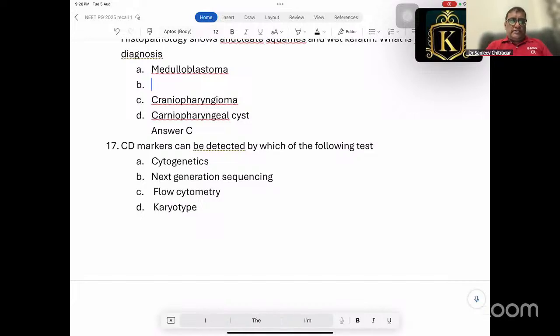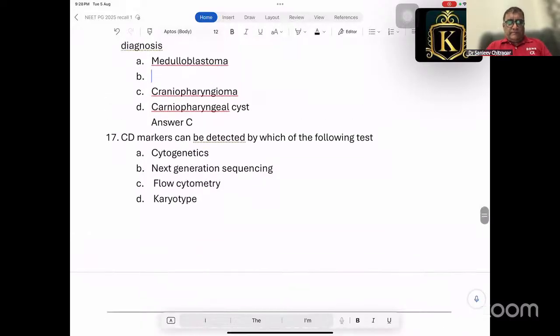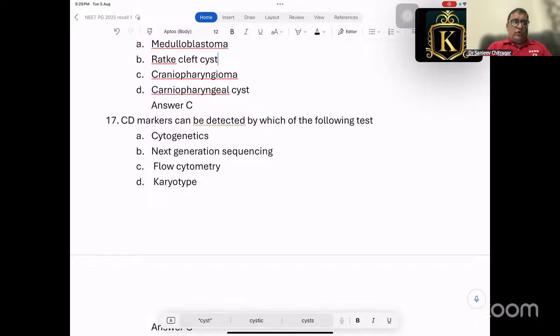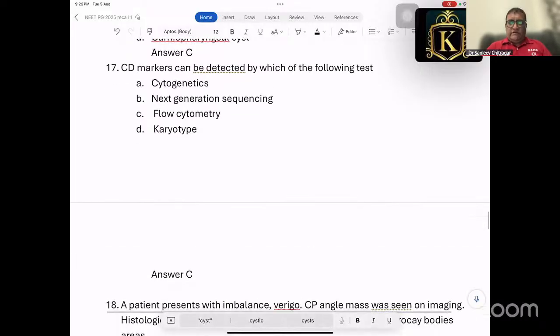Okay, so next. CD markers can be detected by which of the following? Answer is C, flow cytometry. CD markers can be detected using flow cytometry, isn't it? Cytogenetics will identify chromosomal abnormalities, which can be done for CML, AML, and myeloid neoplasms. Next generation sequencing can detect almost every abnormality, all mutations, etc. Karyotype is nothing but cytogenetics only.